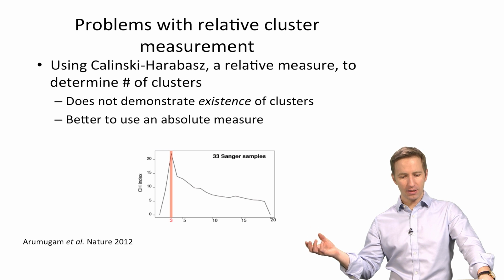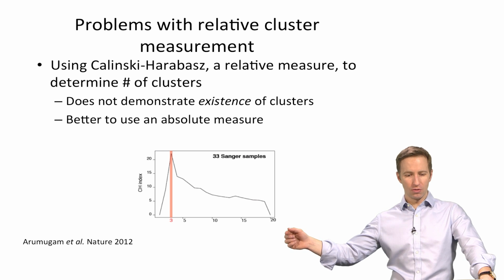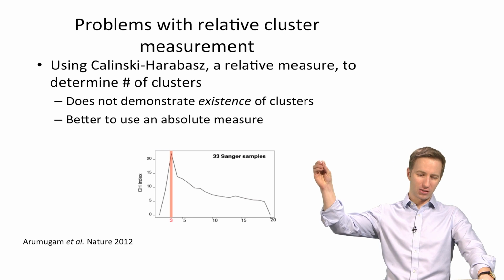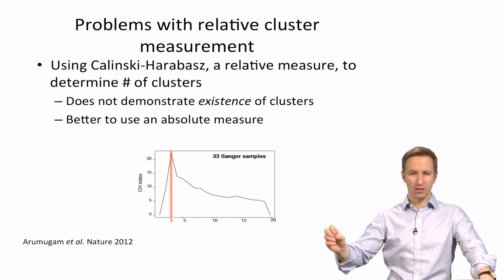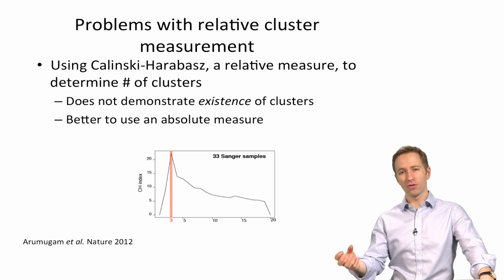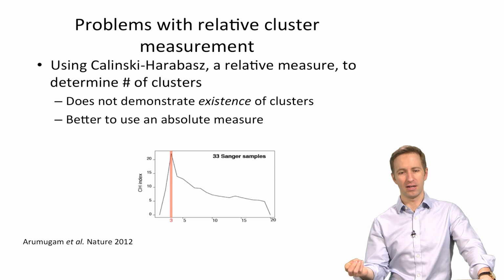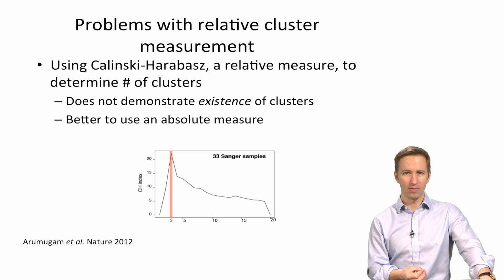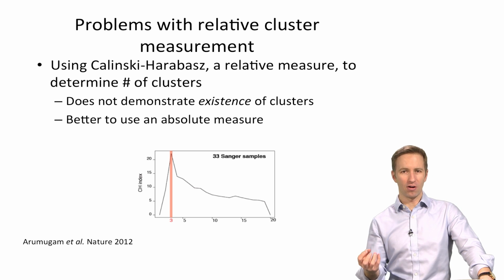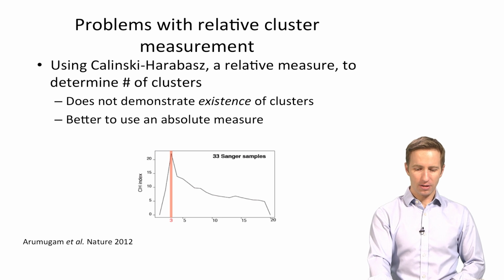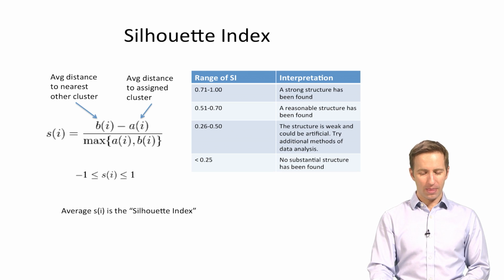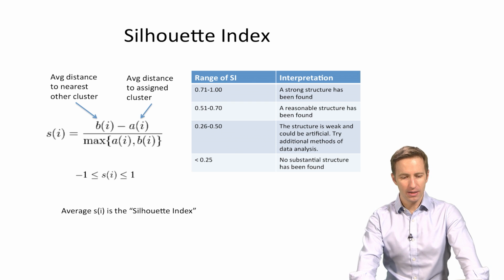For example, in this data set, we see that 2 clusters gets a low Calinski-Harabasz index score, 3 clusters gets a really high score, and then they start going back down. So clearly, if you're going to impose clusters on the data, 3 is better than 2 or any other value. However, we still don't know if there are clusters. And so another approach to doing this is the silhouette index.